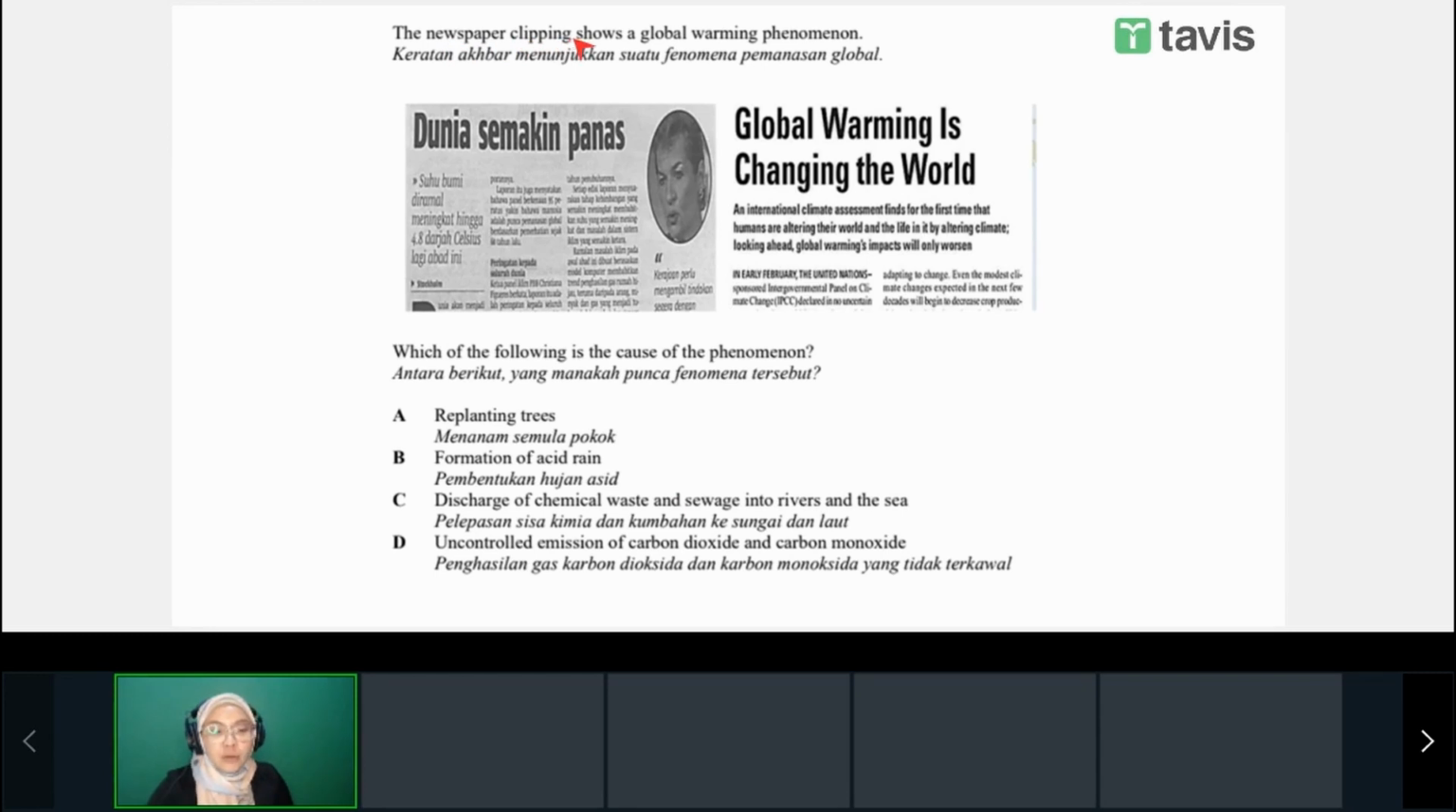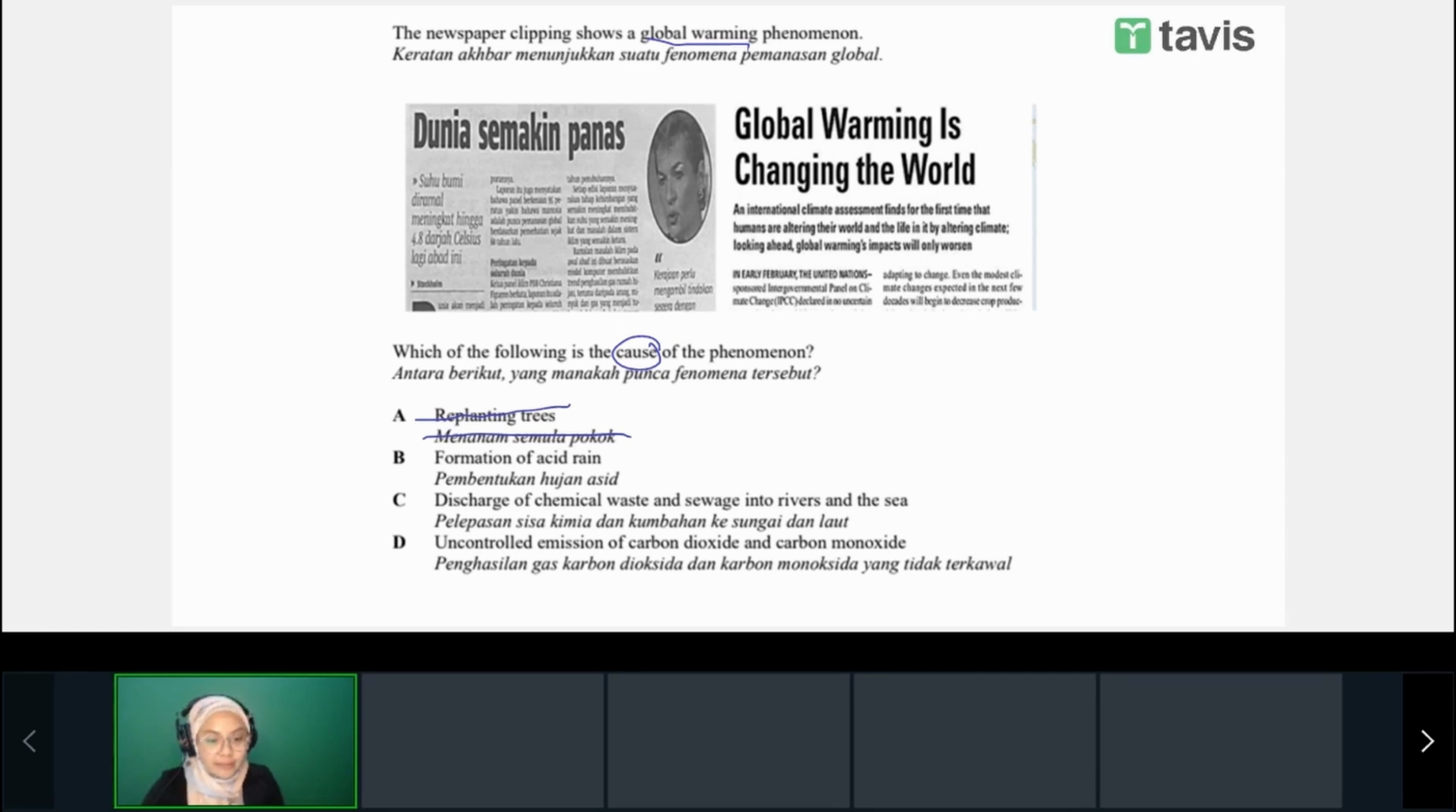The newspaper clipping below shows the global warming phenomenon. It talks about global warming. Which of the following is the cause of the phenomenon? What are the causes of global warming? The main causes of global warming. Garis, underline or circle the keywords. Replanting the trees. It asks about the cause. It's not asking about the way to overcome, right? So replanting the trees is not the correct answer. It asks the cause. So please remove the answer.